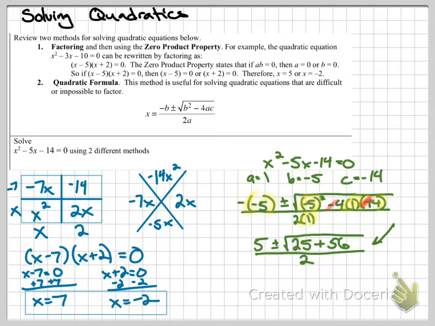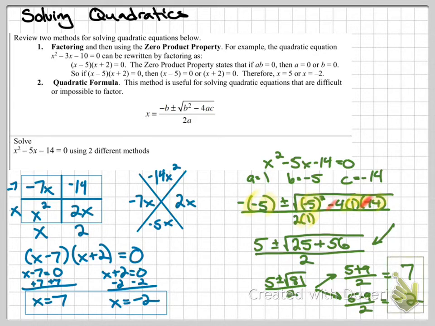Okay, then simplify. 5 plus or minus the square root of 81 over 2, which is 5 plus 9 divided by 2, and 5 minus 9 divided by 2, which gives me 14 over 2, which is 7, negative 4 over 2, which is negative 2, which are the same two answers that we got earlier because we solved the same problem two different ways.